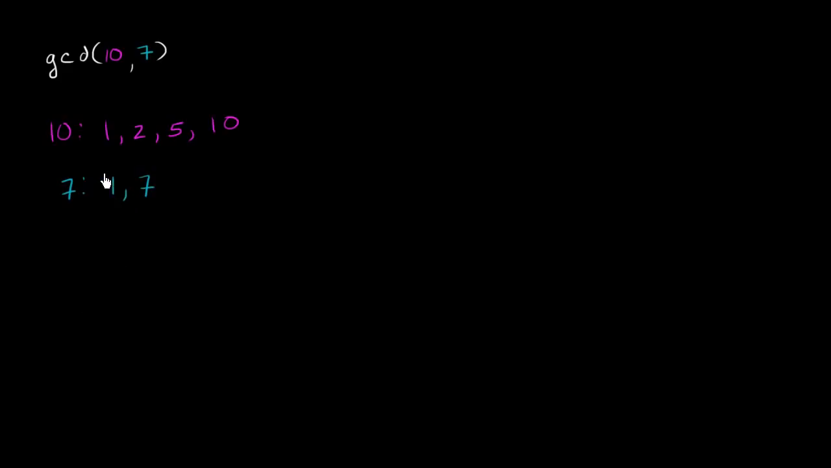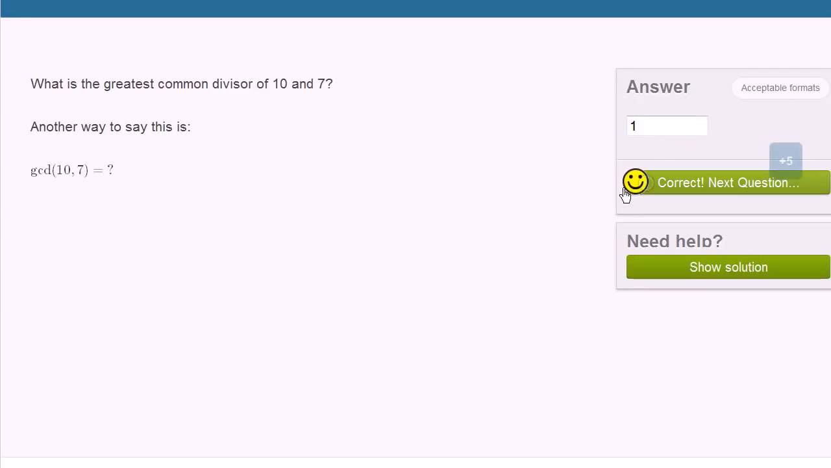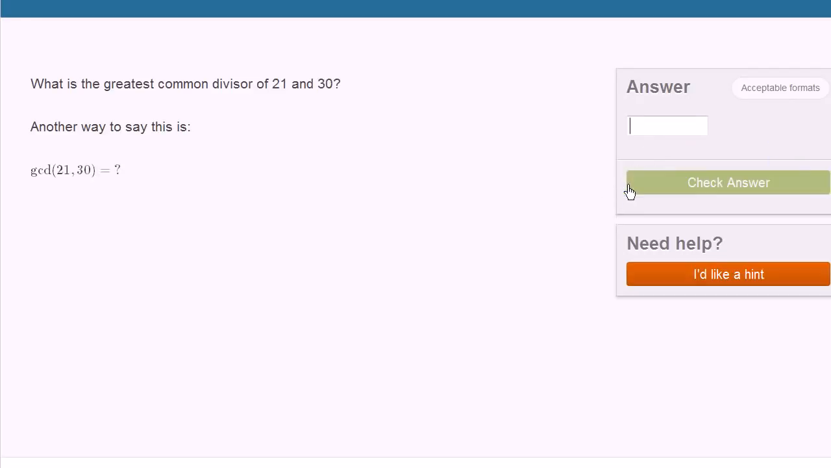So what is the greatest common factor? Well, there's only one common factor here, 1. 1 is the only common factor. So the greatest common factor of 10 and 7, or the greatest common divisor, is going to be equal to 1. So let's write that down. 1.